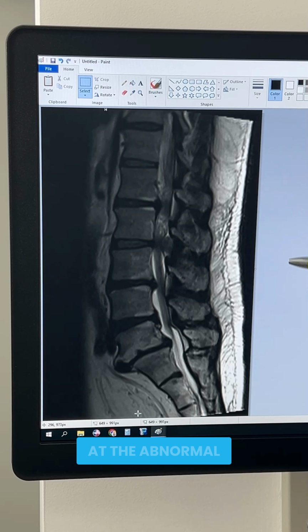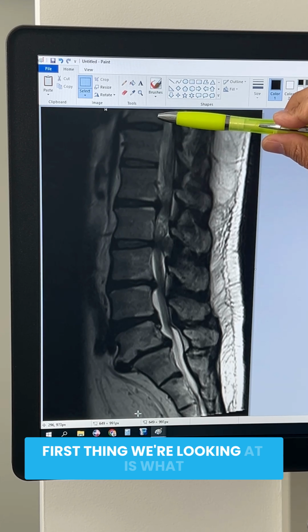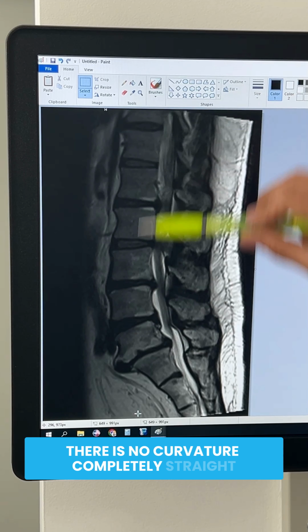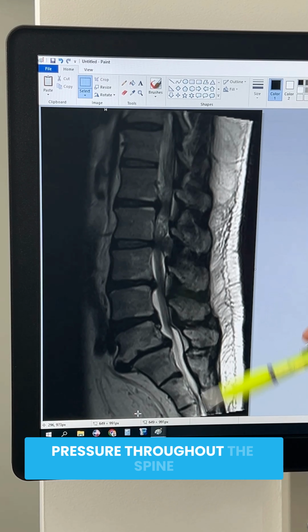Now we're going to be looking at the abnormal, very severe case, where there's a lot of stenosis that I'm going to show you and explain to you. First thing we're looking at is what? There is no curvature, completely straight. The reason why we have to have a curve is to absorb gravitational pressure throughout the spine.